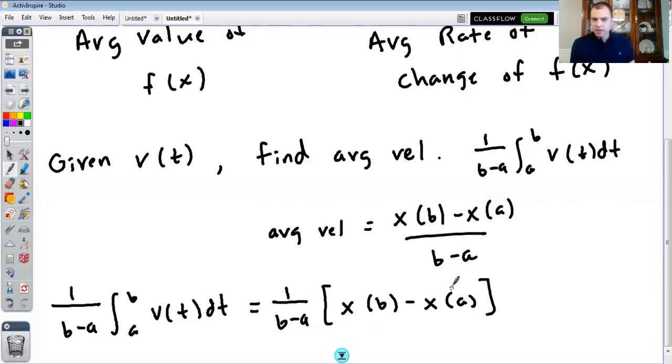So it's all about what you're given. If I'm given position and I want average velocity, yeah, I'm going to do slope. Slope brings you down a level on the derivative scale, whereas this kind of keeps you right where you're at. So if you were asked to find the average of what's given in the problem, use average value.